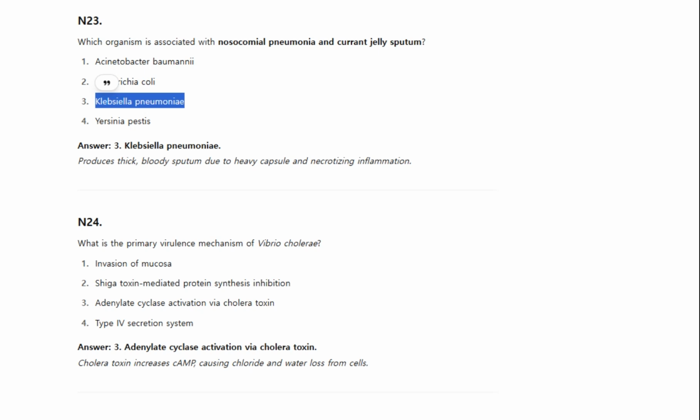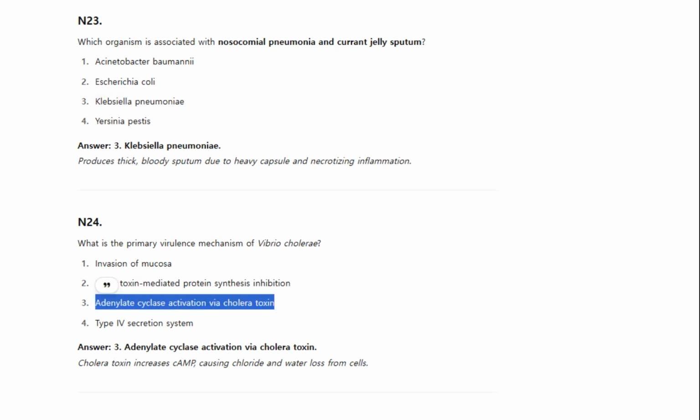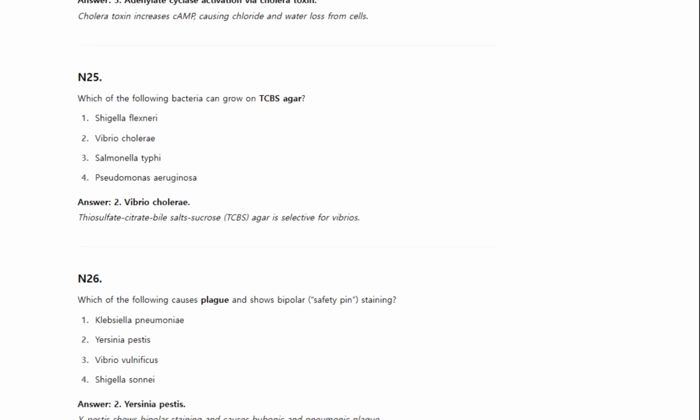N24. What is the primary virulence mechanism of Vibrio cholerae? 1. Invasion of mucosa. 2. Shiga toxin-mediated protein synthesis inhibition. 3. Adenylate cyclase activation via cholera toxin. 4. Type 4 secretion system. Answer: 3. Adenylate cyclase activation via cholera toxin. Cholera toxin increases cAMP, causing chloride and water loss from cells.